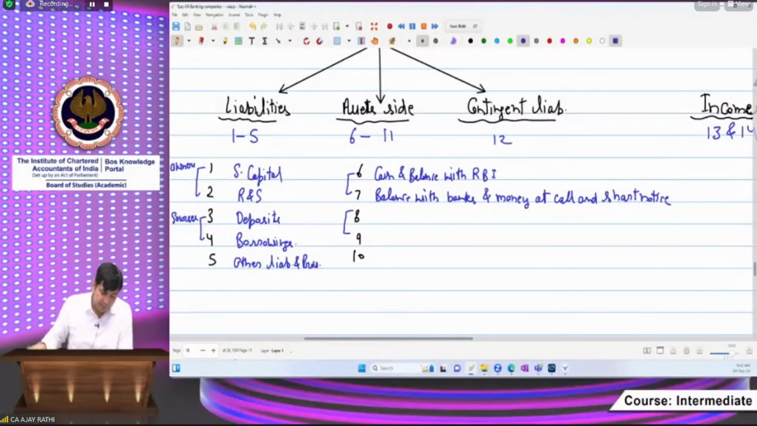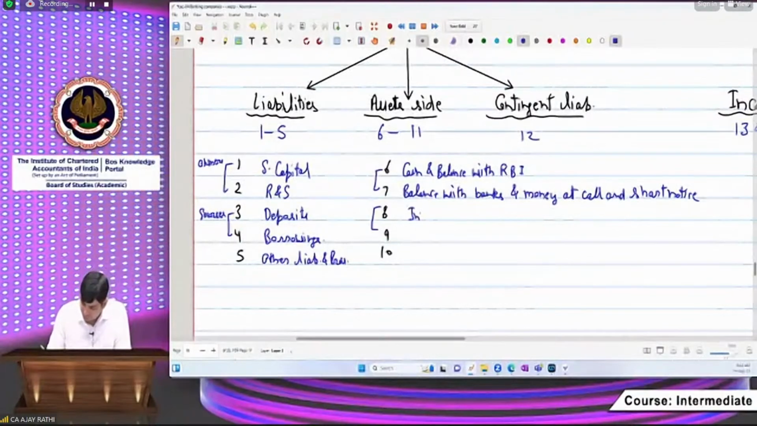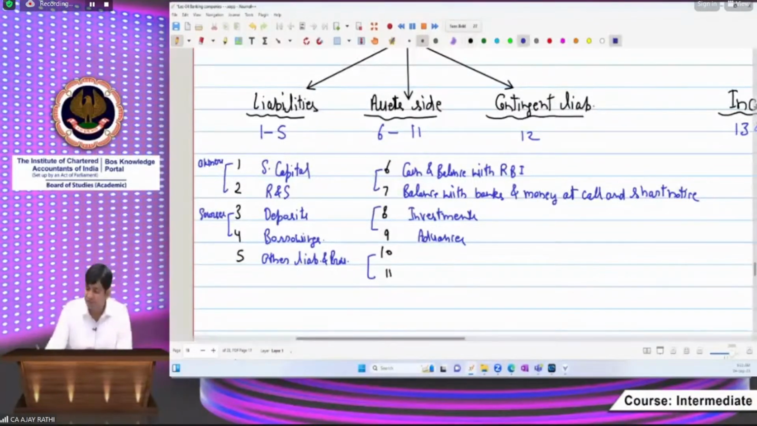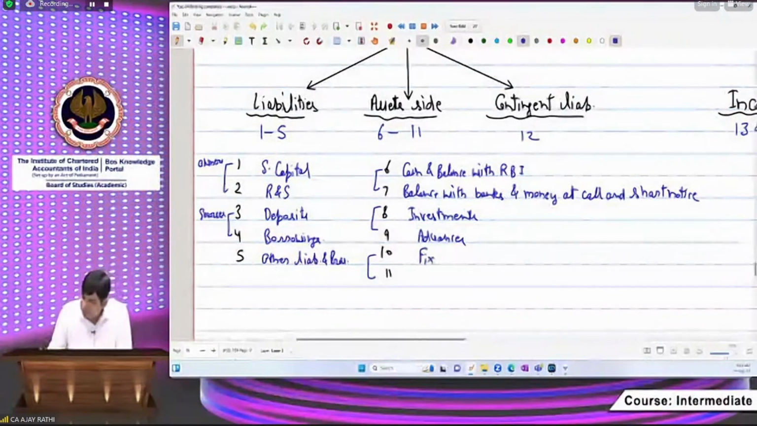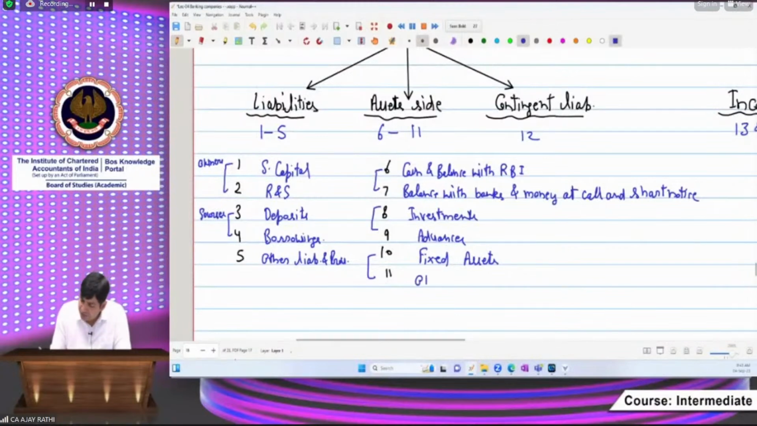Okay, beta. And next two are, of course, the main assets of the bank. That is the investment and loans and advances. Investment and then advances. How easy it is. Next two are the general thing for each and every business. Those are simple. Fixed assets, where will you write fixed assets? Of course, here. The name is still fixed assets. Don't say property, plant and equipment etc. Fixed assets, whether tangible or intangible. And last one is other assets.